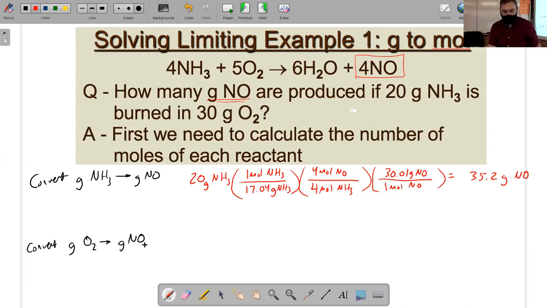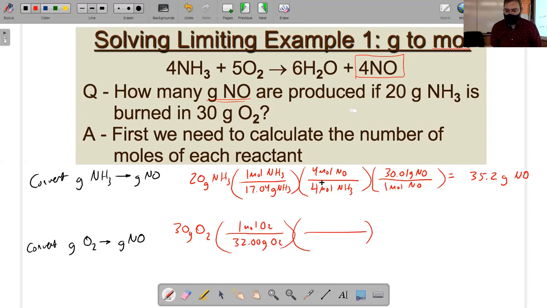If you repeat the exact same thing with the oxygen, with 30 grams of oxygen, the first thing is the formula mass. Convert from mass to moles. 32 grams of oxygen is the mass for 1 mole of oxygen. And then the mole ratio is for every 5 moles of oxygen, I get 4 moles of NO. And then the last conversion factor is exactly the same. 30 divided by 32, times 4 divided by 5, times 30.01.